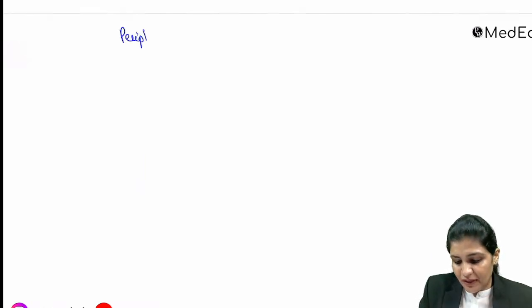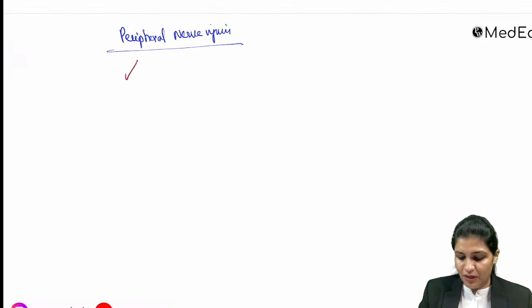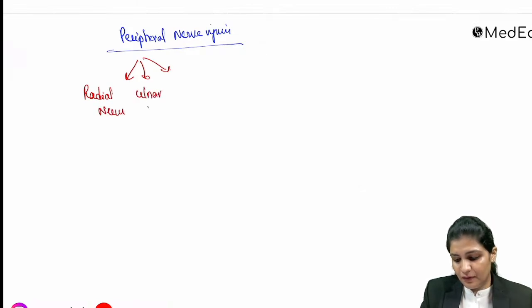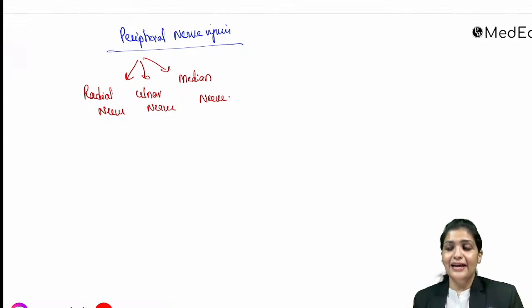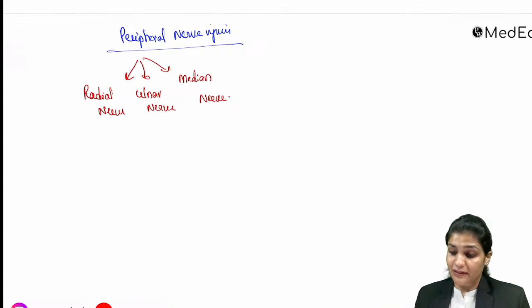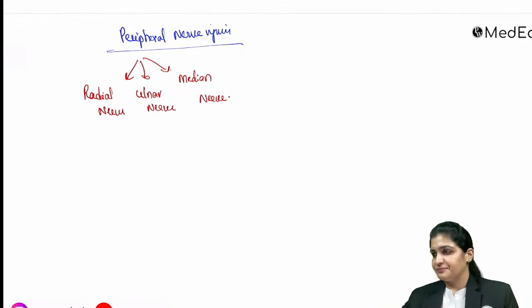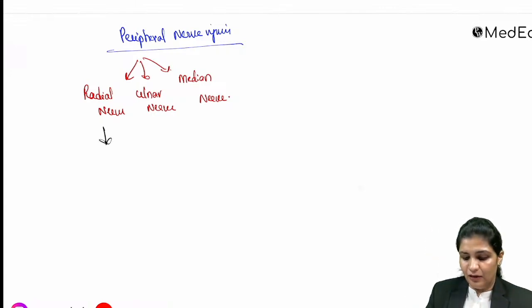So let us see some important aspects of the peripheral nerve injuries. So coming to the peripheral nerve injuries, what you have to remember here is there are three important nerves. The first one is your radial nerve, then comes your ulnar nerve, and then your median nerve. So these three are the important nerves which you have to remember, and there are certain important tests which are associated with them. Before learning these tests, we have to see which muscles they supply.